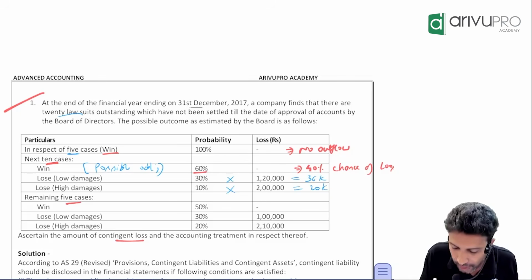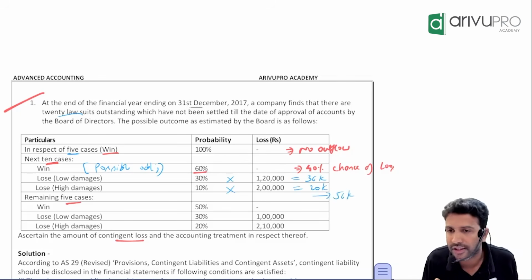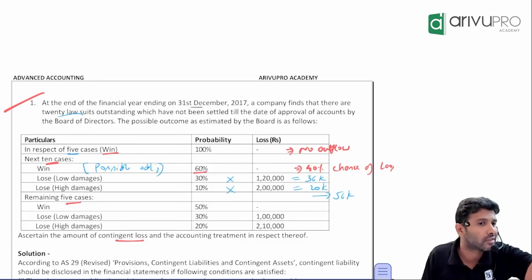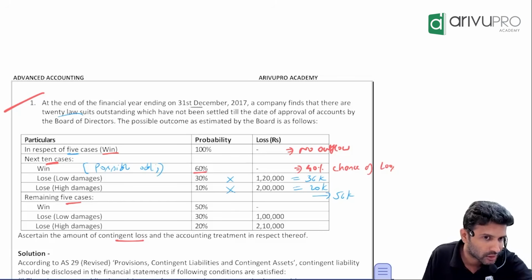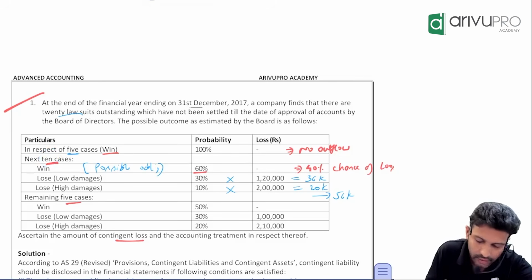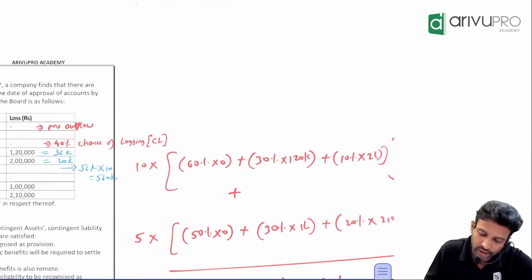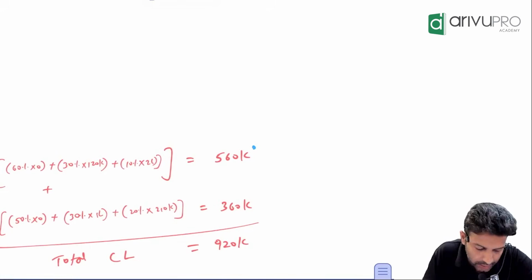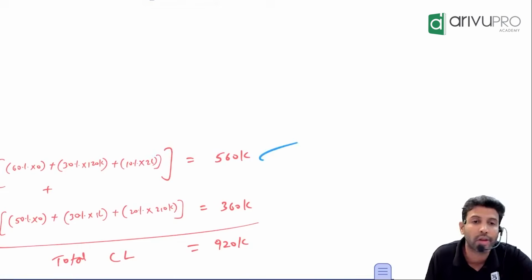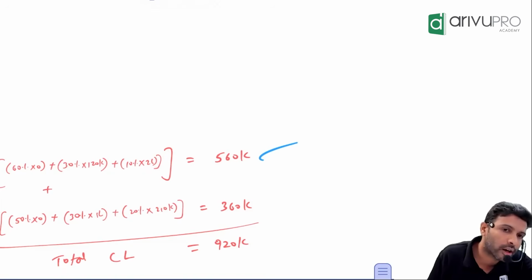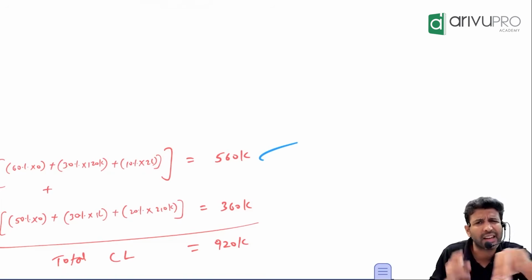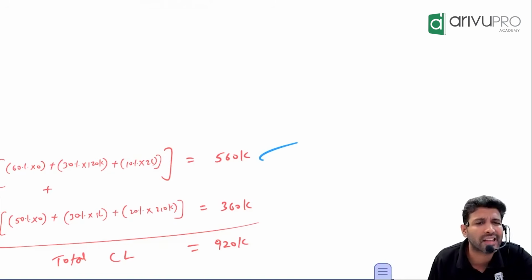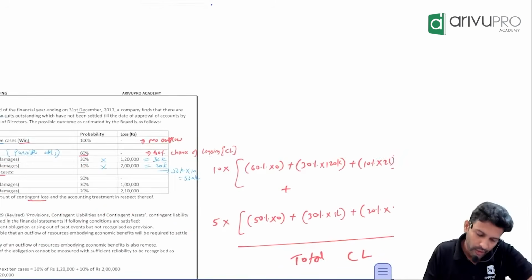Okay, no. That means how much is it totally? 56,000. This is for how many cases? 1 case. How many do we have? 10. So multiply by 10. How much? 5,60,000. So in respect of the first 10 cases, we have to disclose contingent liability of 5,60,000. Clear? Just multiply that case's loss amount by that case's probability. As simple as that. Okay.